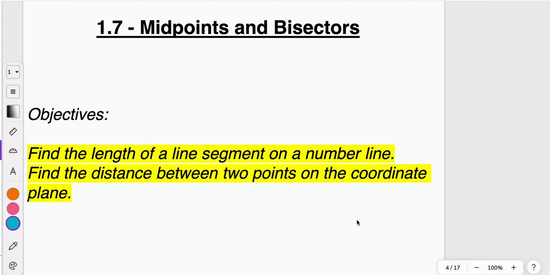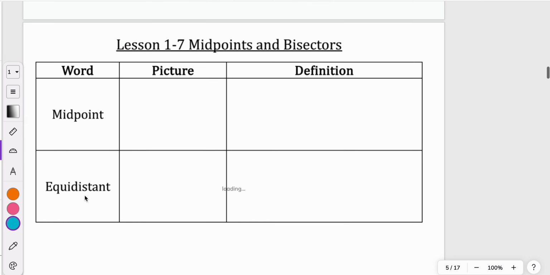Today we're going to be looking at lesson 1.7, midpoints and bisectors, kind of a continuation from 1.4 where we talked about distance. Now we're just going to talk about what is halfway through that segment. So we'll be able to find the length of a line segment on a number line, find the distance between those two points in the coordinate plane, and then also utilize midpoints and bisectors.